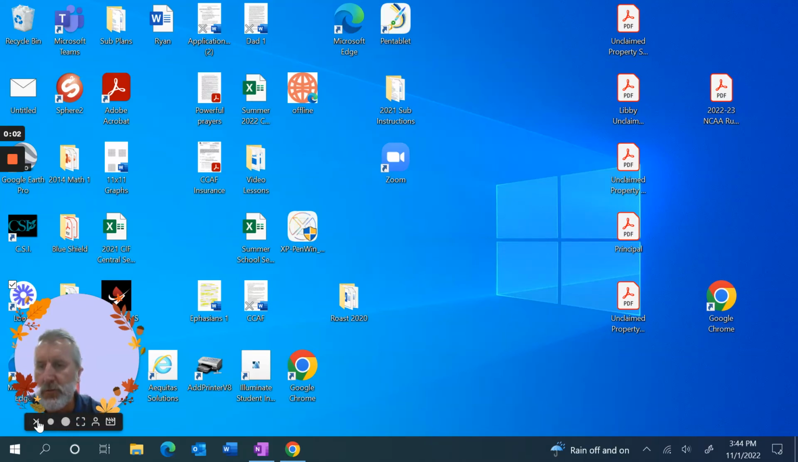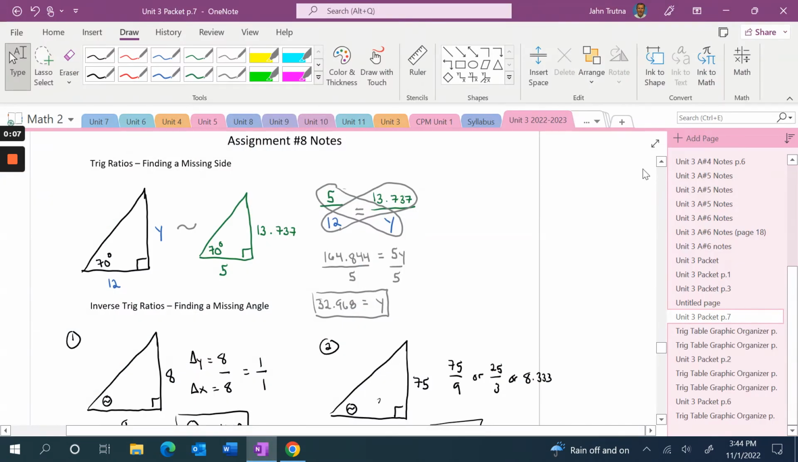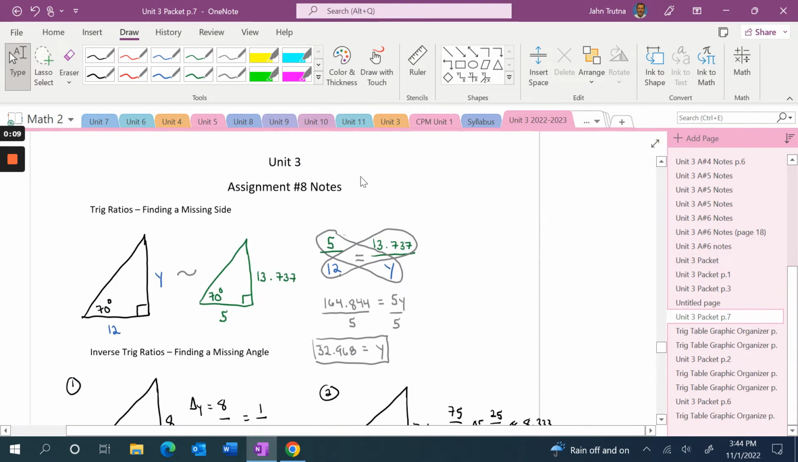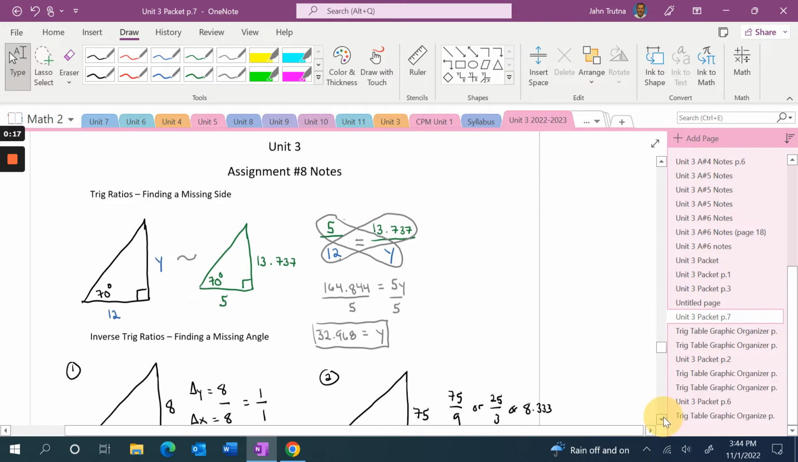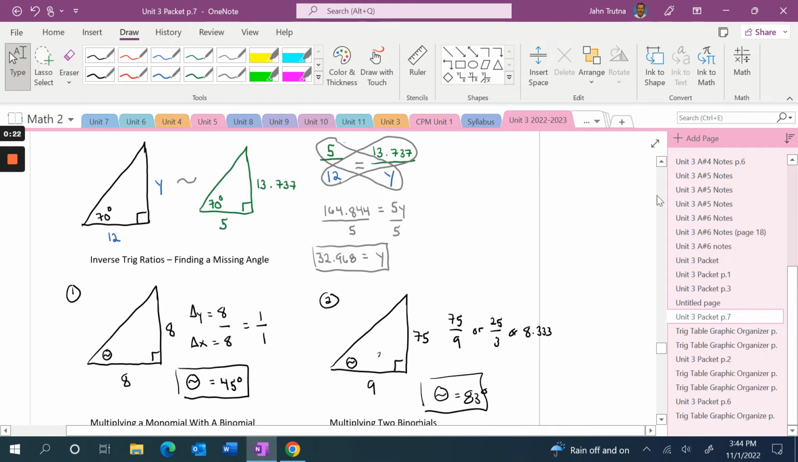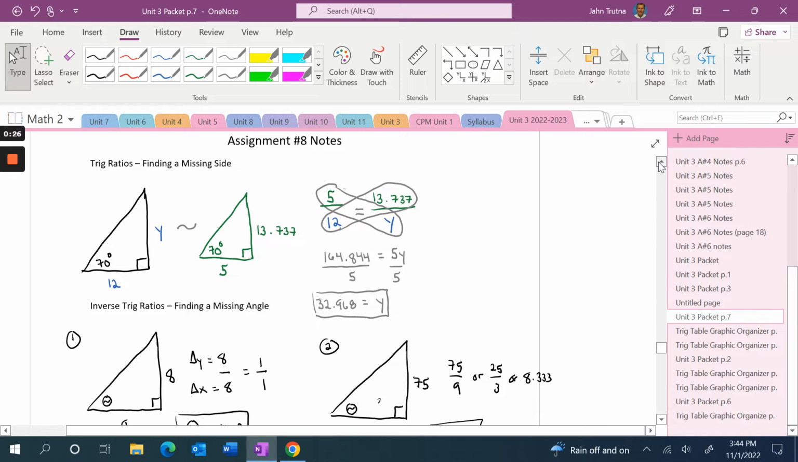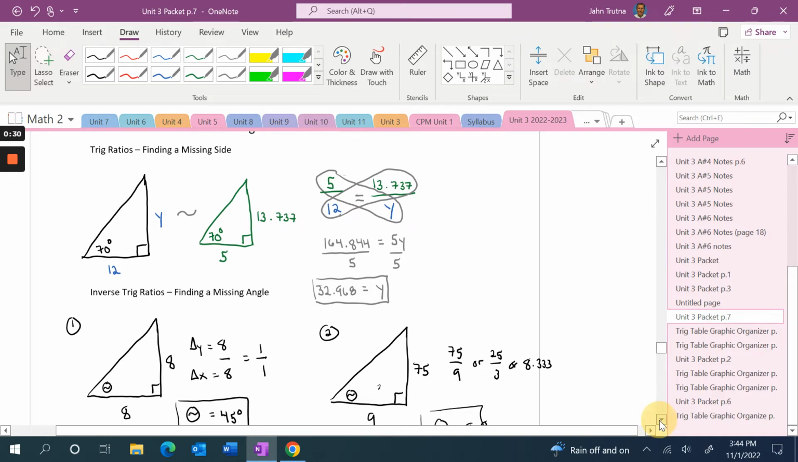All right, kiddos, these are the notes for Unit 3, assignment number 8. We went over the first two parts there: trig ratios, finding a missing side, and trig ratios, finding a missing angle. If you were absent in class, you're probably going to want to pause the video and get down this information that you missed in class.